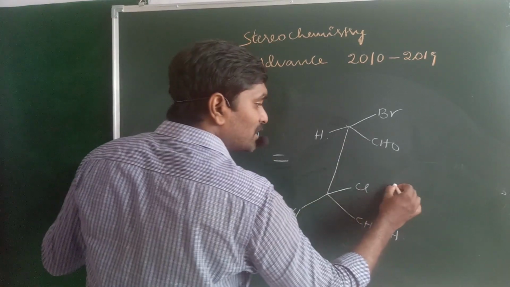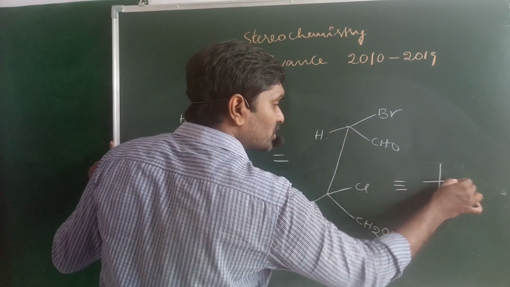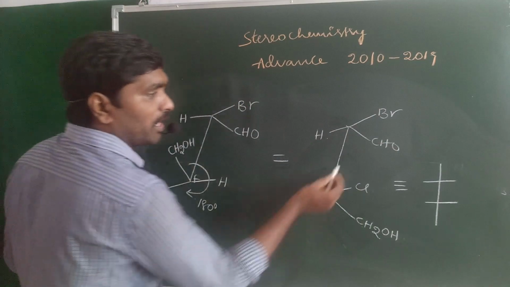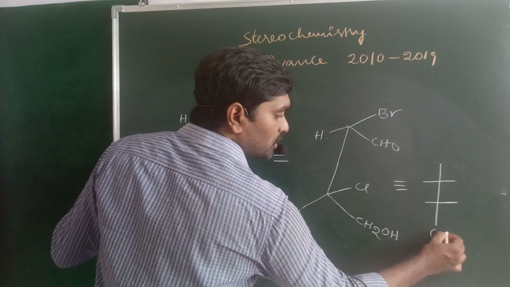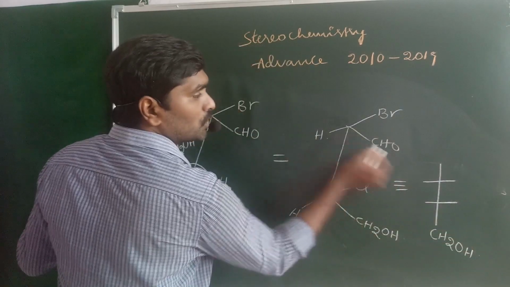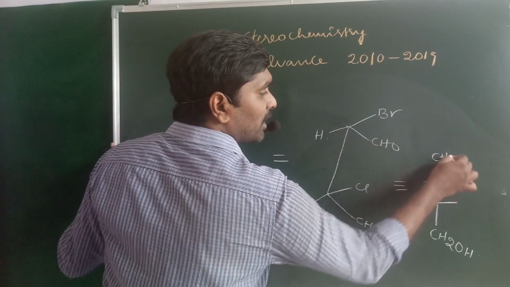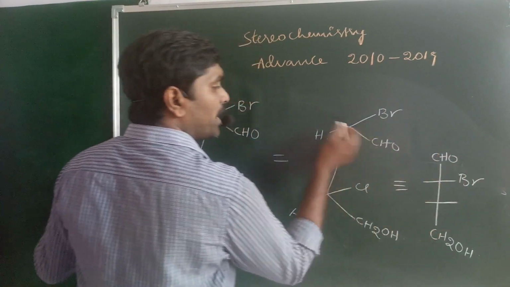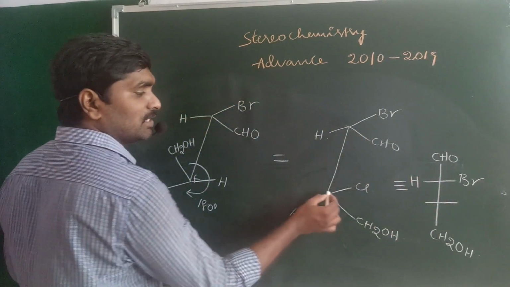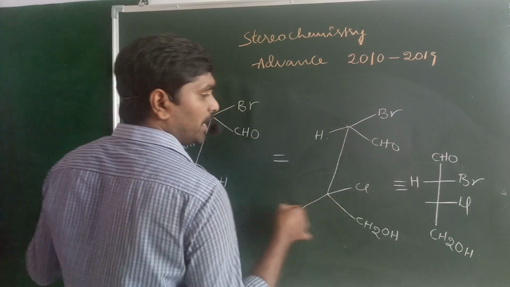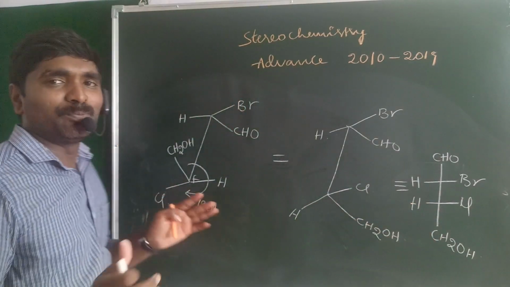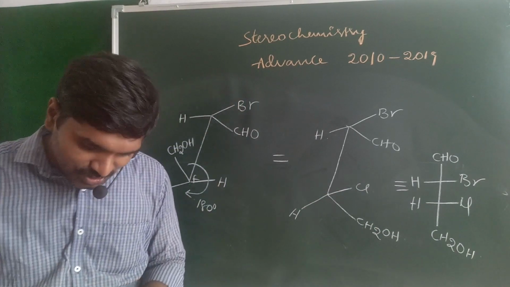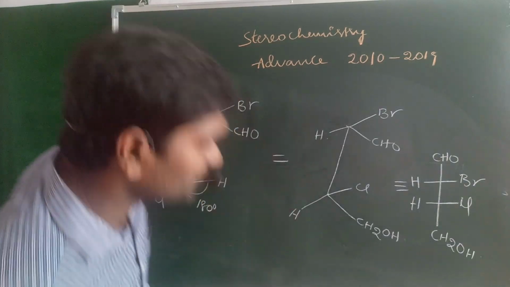Then you can easily convert this into the Fischer projection, which is indicated with vertical lines and horizontal lines. Below the plane you have the CH2OH, and CHO is at the top of the vertical line. Same configuration: Br is on the right side, hydrogen on the left side. Again, Cl is on the right side and hydrogen on the left side. So simple conversion, Sawhorse to Fischer, Fischer to Sawhorse. Simple conversion, guys.